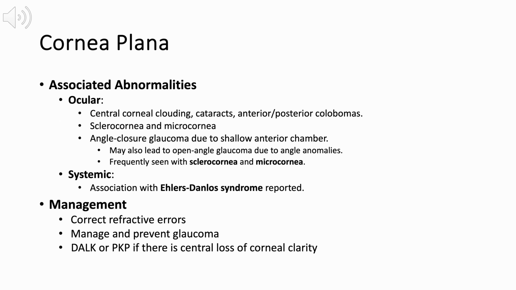Cornea plana is associated with several ocular and systemic abnormalities. Ocular complications may include central corneal clouding, cataracts, and both anterior and posterior colobomas, as well as sclerocornea and microcornea. Patients are at risk for angle closure glaucoma due to a shallow anterior chamber, and in some cases, open-angle glaucoma may also develop due to angle anomalies. These findings often coexist with other conditions, such as sclerocornea and microcornea. On the systemic side, an association with Ehlers-Danlos syndrome has been reported.